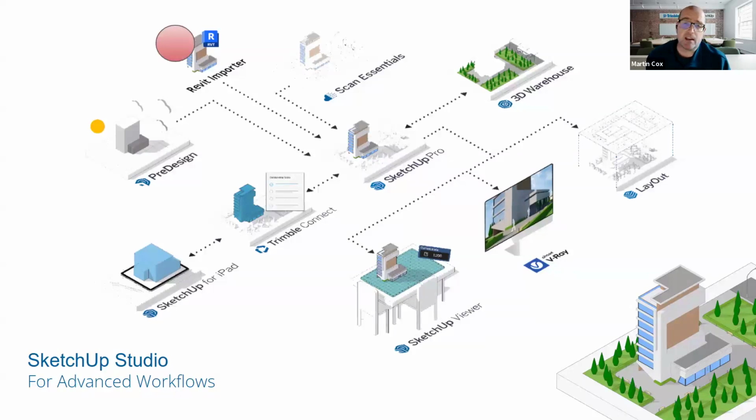The first one is Revit Importer. This means you can import a Revit model straight into your SketchUp model. It recognizes the tags and will create those tags so they can be switched on and off. We'll have a look at that one as well.